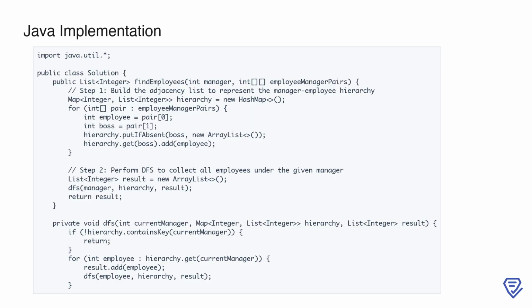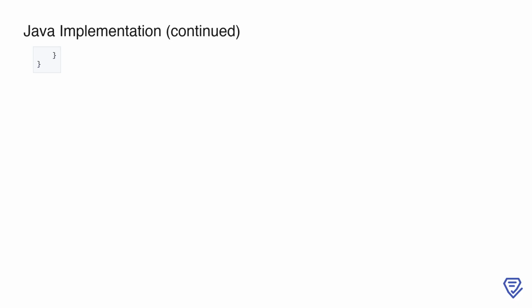The DFS method will recursively explore the hierarchy, starting from the given manager, and populate the result list with all employees who directly or indirectly report to them. The DFS method is implemented to recursively traverse the hierarchy. It begins by checking if the current manager exists in the hierarchy map. If not, this means the manager has no direct reports, so we simply return.